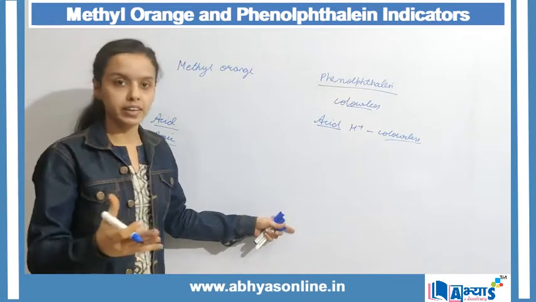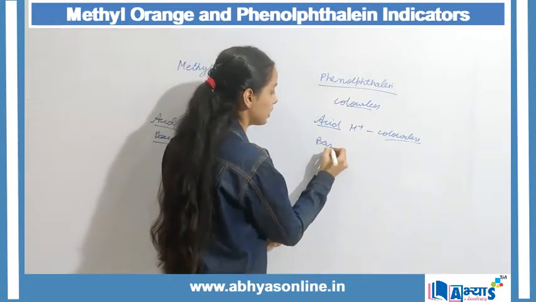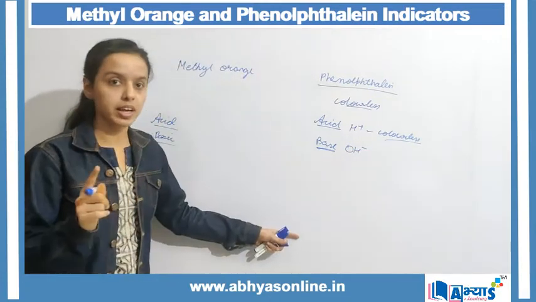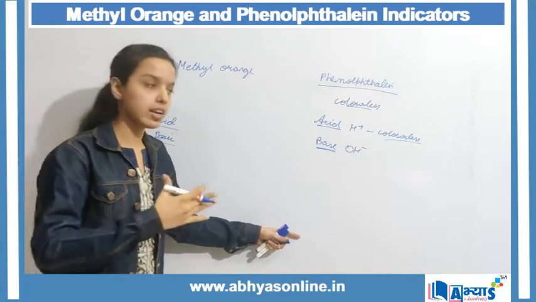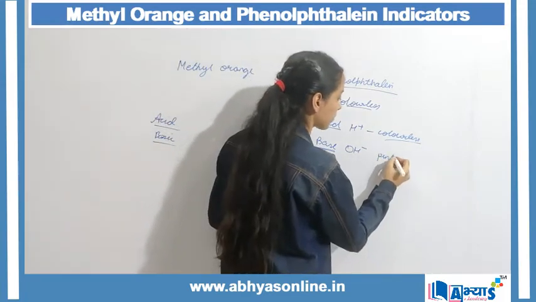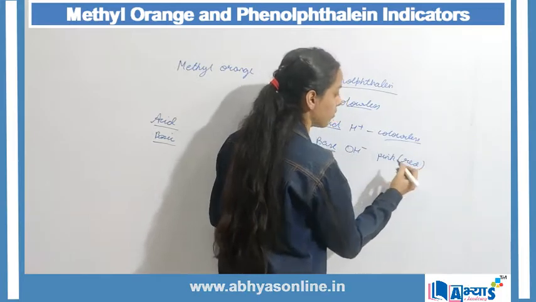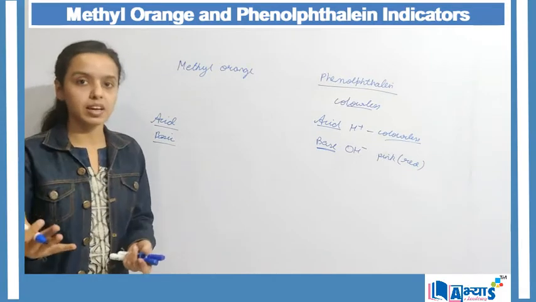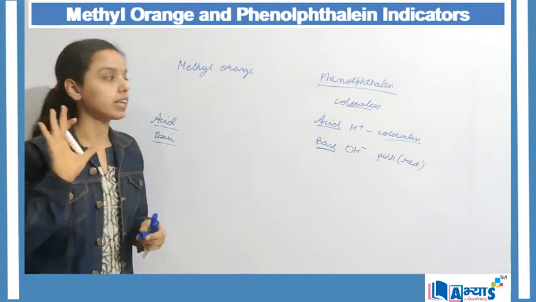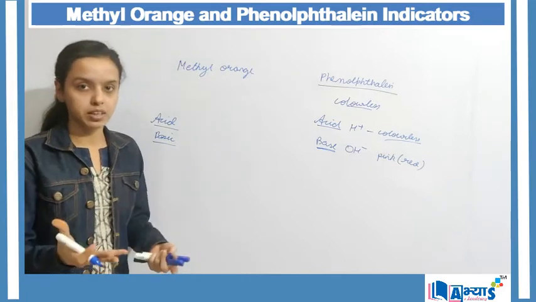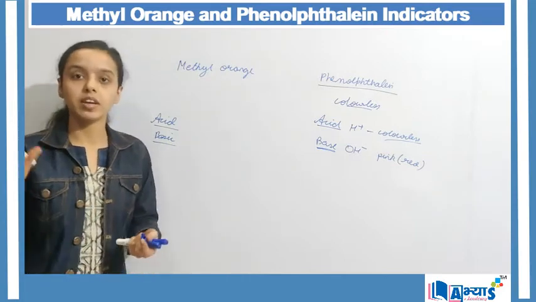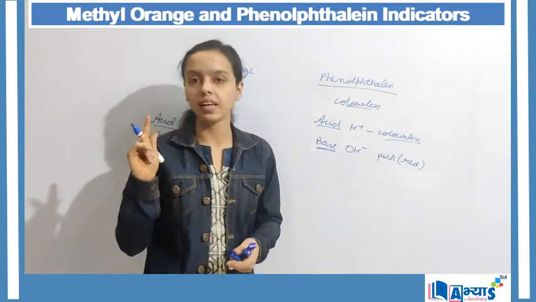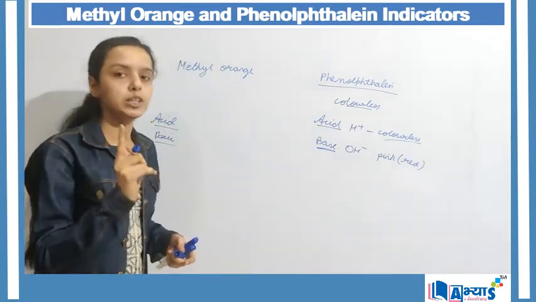And when this indicator is placed into a basic substance, or a base which contains hydroxide ion, that is OH negative ion, it will change its color from colorless to a pinkish red color, or we can say pink color. That means when the color changes from colorless to pink, that compound is a basic compound. When there is no change in color while adding the phenolphthalein indicator, that surely means the compound must be an acidic compound and will contain H positive ion.